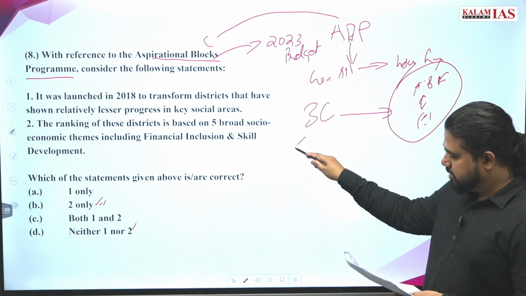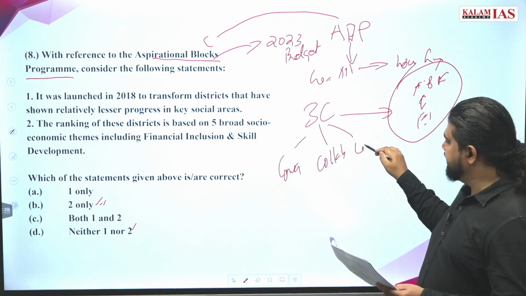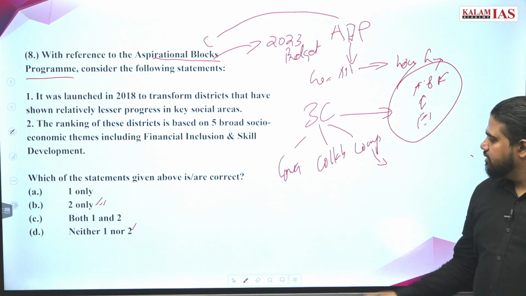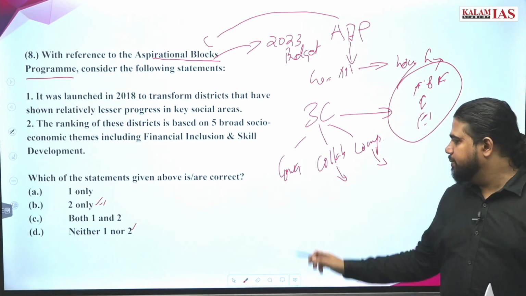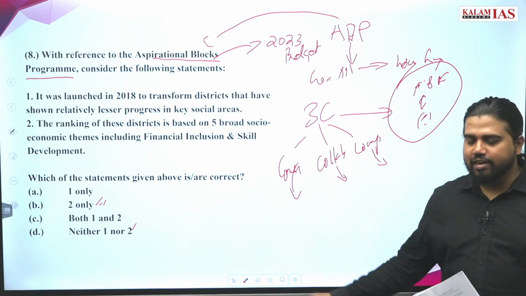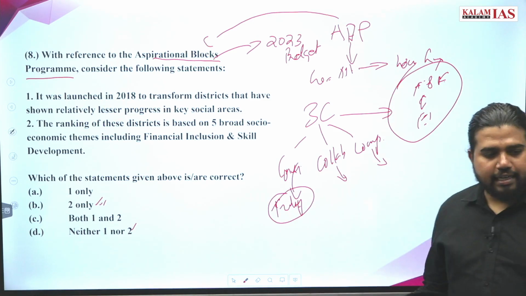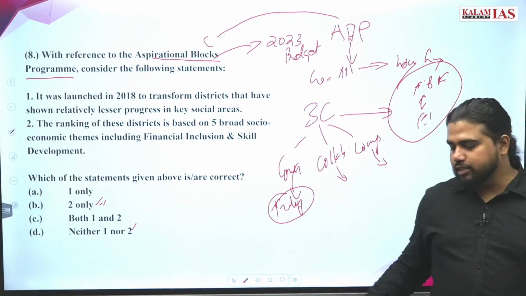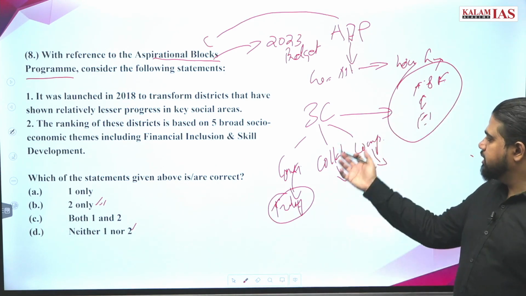3C means convergence, collaboration, and competition. Like competition, some district level rankings will be made. In collaboration, state and union come together to implement the policies of state and centre combined so that the optimum result can be achieved. Convergence means funding: no extra funding will be given to these states. Whatever funding is available, attempts will be made to use that in an optimum manner. Like special officers will be posted for this, special manpower may be allocated. So this is the approach followed in the aspirational district program.